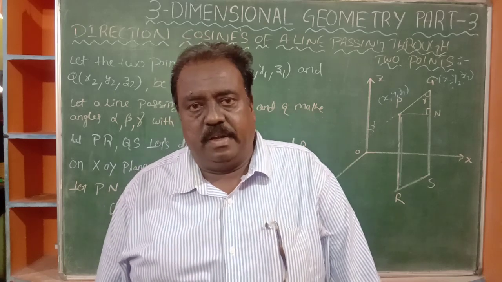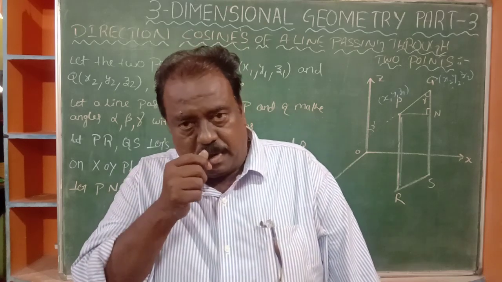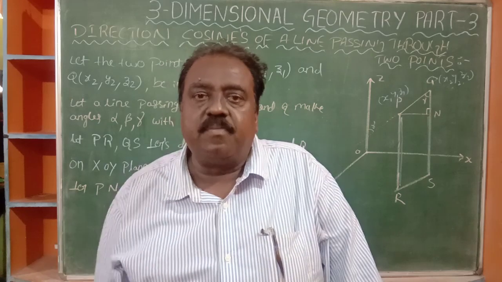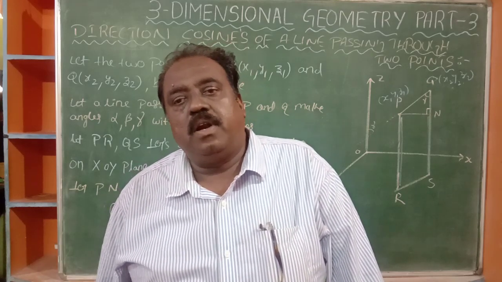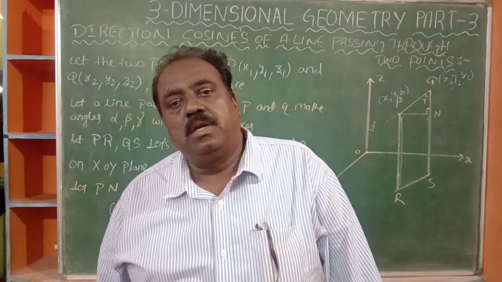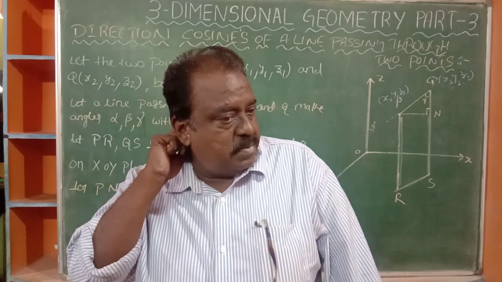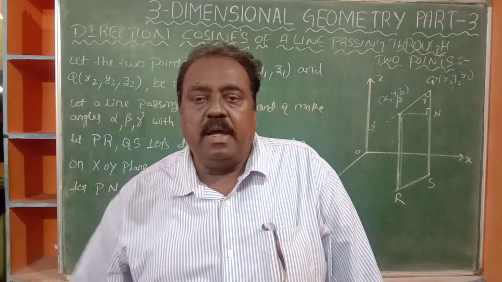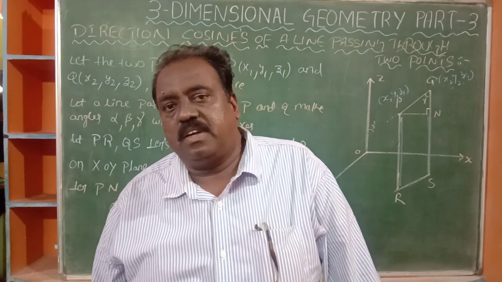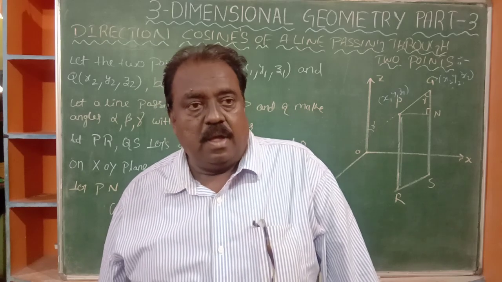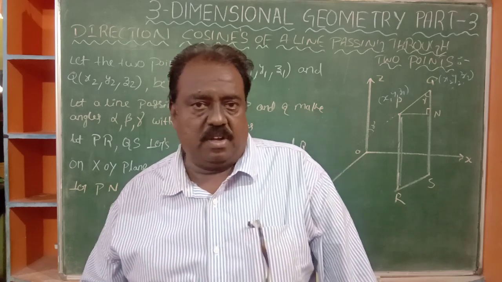This is chapter 3-dimensional geometry. Already I posted two videos, that is part 1 and part 2. In that one, description about the 3-dimensional geometry and direction cosines and direction ratios, DRs and DCs. And the distance between the 2 points also discussed.